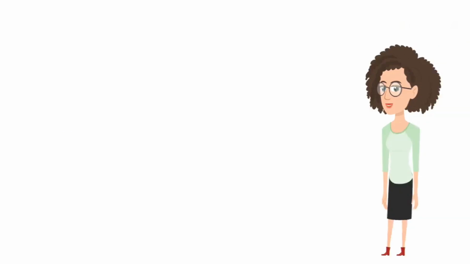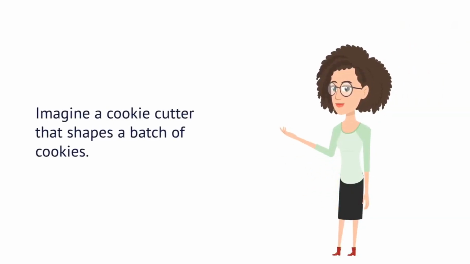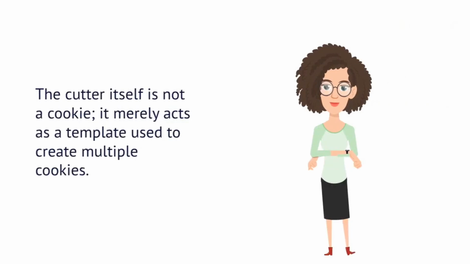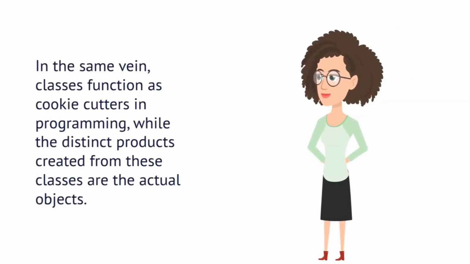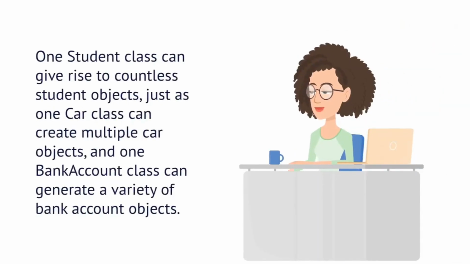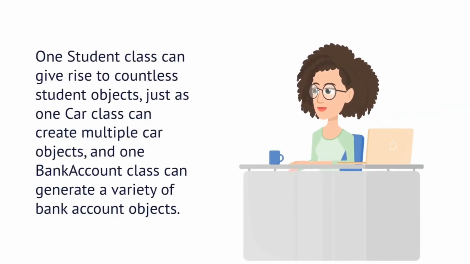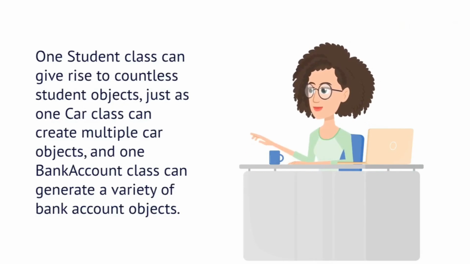Now let's simplify everything even more. Imagine a cookie cutter. That cutter gives shape to multiple cookies. The cutter itself is not the cookie. It is only the template used to create cookies. Classes work in exactly the same way. A class acts like the cookie cutter, and objects are the actual things created using that class. One student class can create many student objects. One car class can create many car objects. One bank account class can create many bank account objects.